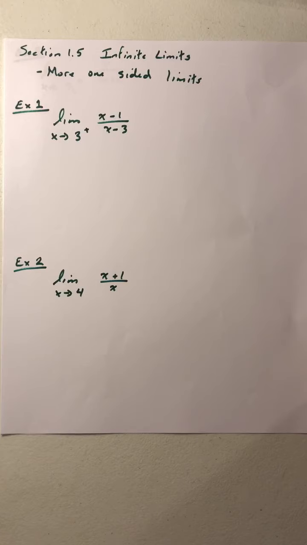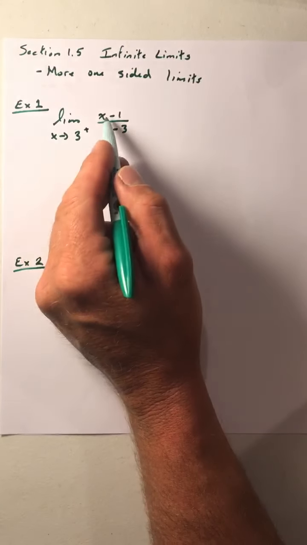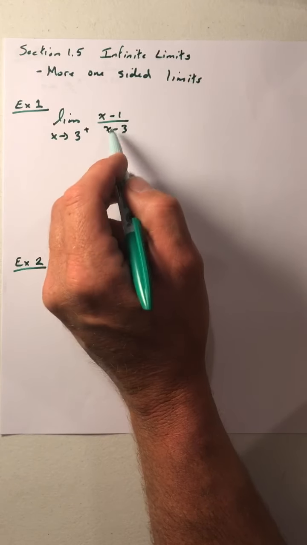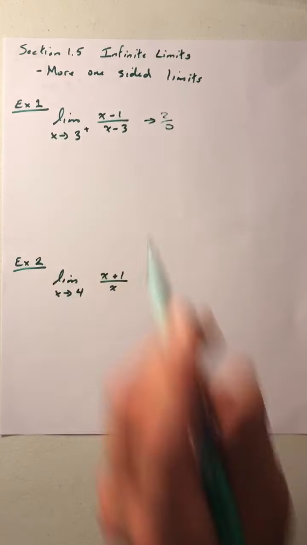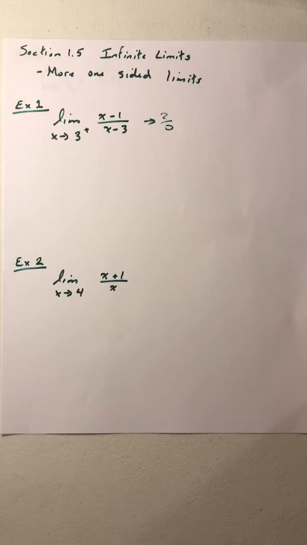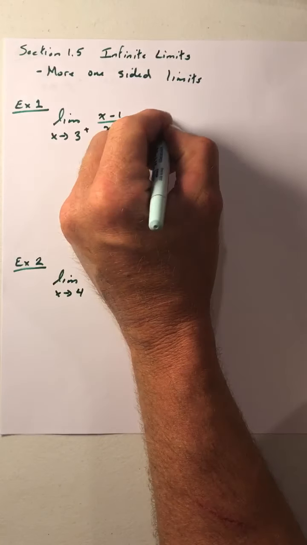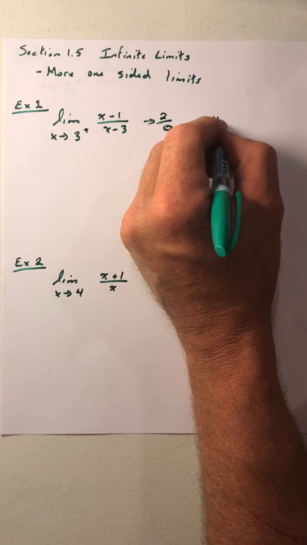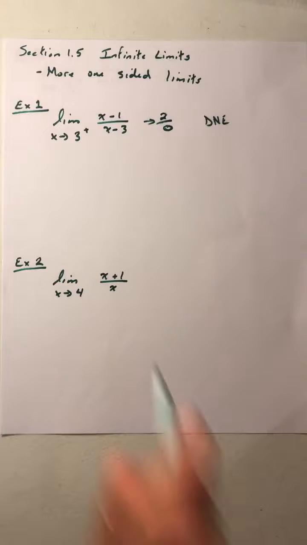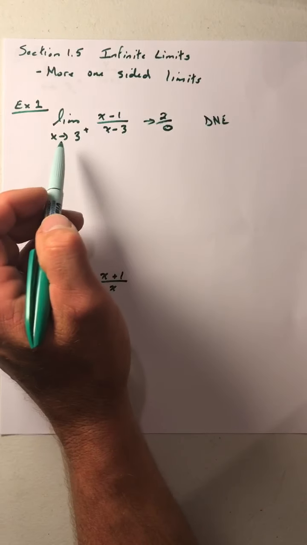And remembering the first rule of limits, if I plug in 3, we would end up with 2 over 0. And we know that 2 over 0 is not possible. We cannot divide by a 0 there. So we know that this does not exist. But what happens on the positive side of 3?